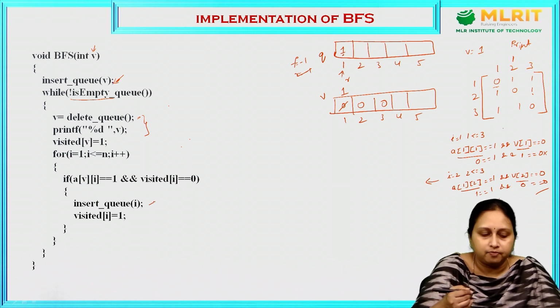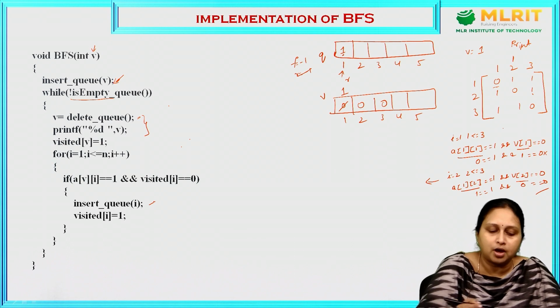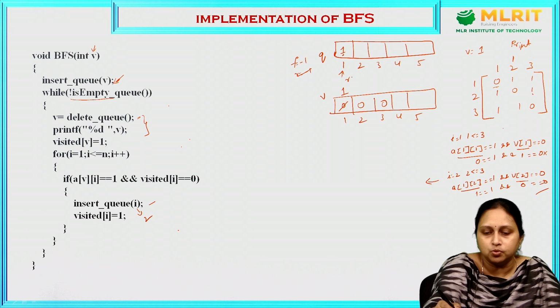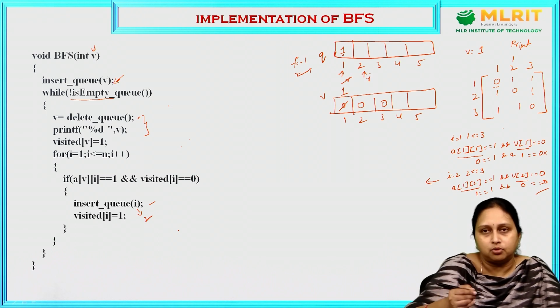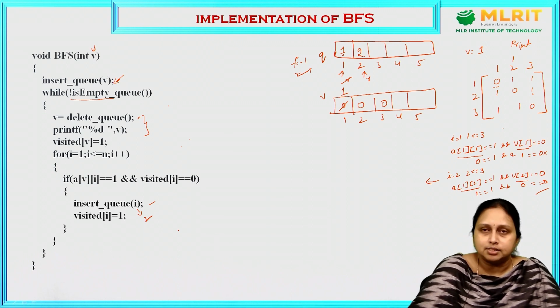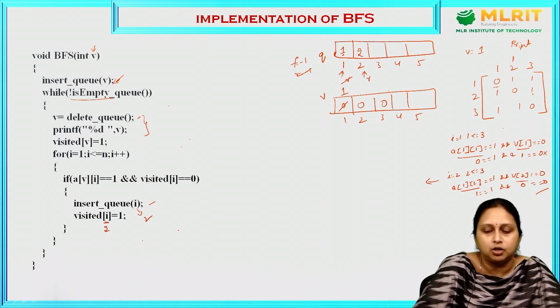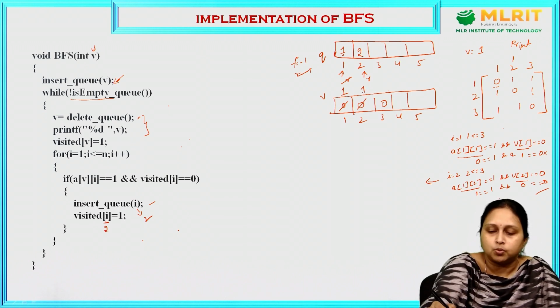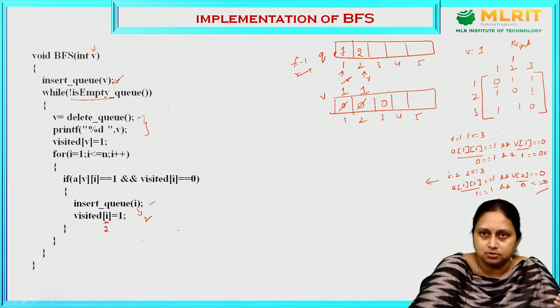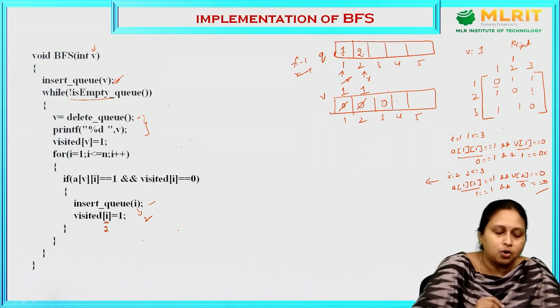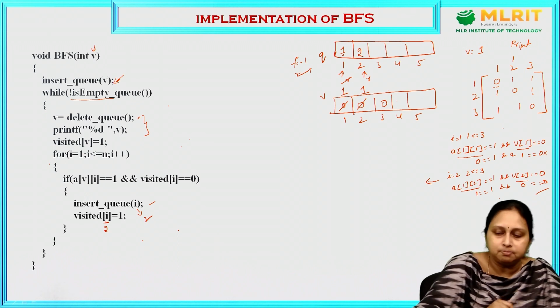I. When you call this function insert Q of I, now I value is 2, so that will be inserted into the Q by incrementing the rear value. Rear will be incremented, and we are going to insert 2 here. At the same time, we are going to place visited of I, that is visited of 2, equal to 1. That means we have visited that second vertex and we have placed it into the Q. This was done.